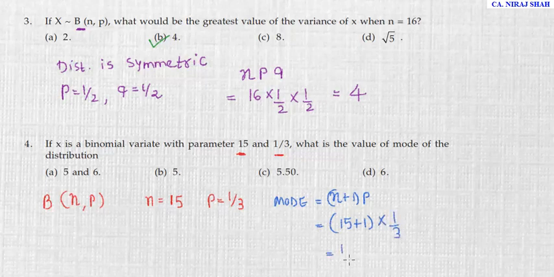So this is 16 divided by 3. Now 16 divided by 3 is nothing but 5.333. And since the binomial distribution is a discrete distribution, we will ignore this decimal part and our answer will be 5. So in this case our answer is B, 5.